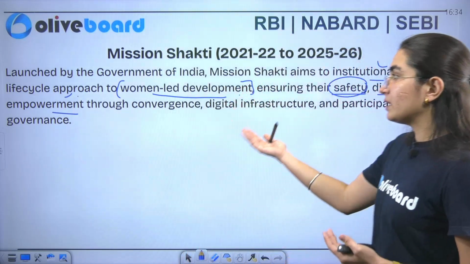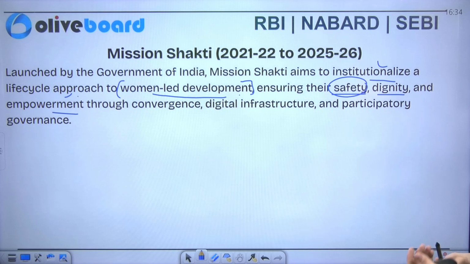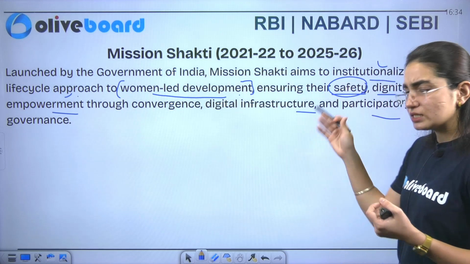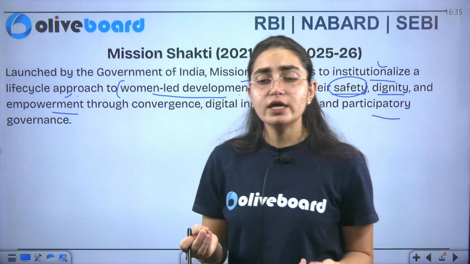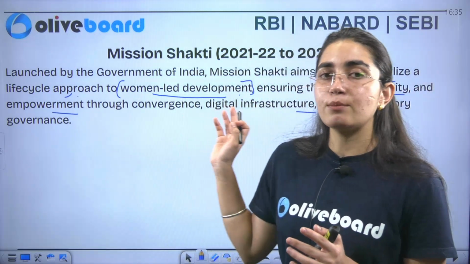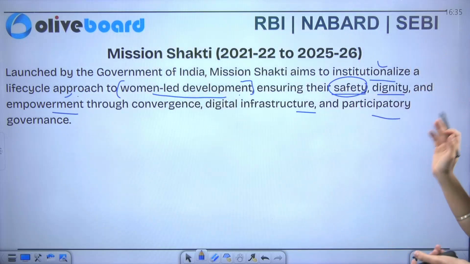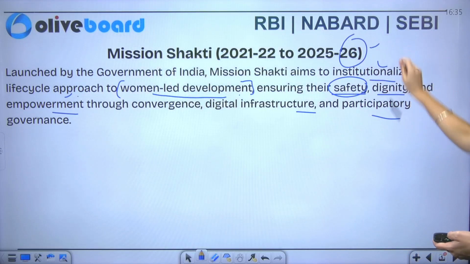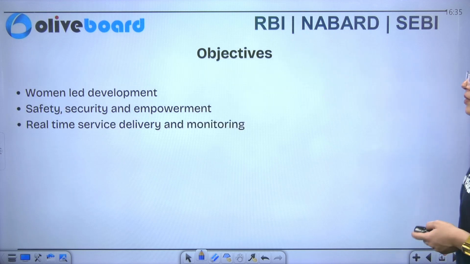So now these are the many problems which are associated with it through convergence, digital infrastructure and participatory governance. So these are the many areas which we are focusing on. So Mission Shakti, I'm very sure that the objective is clear to everyone. You can see the time period here also. That is right, right from 2021 to 2026. This is the major time period that is here. Now coming on the objectives.